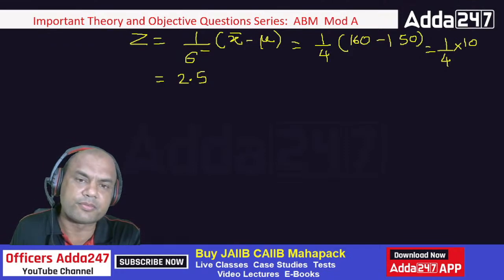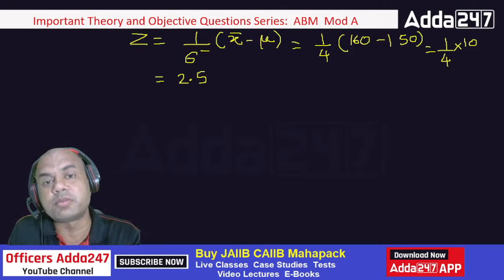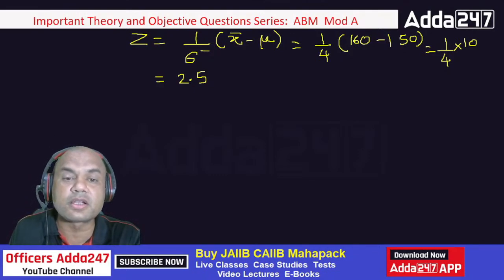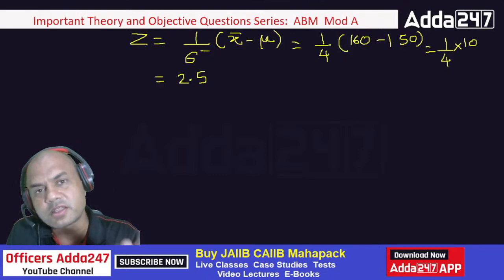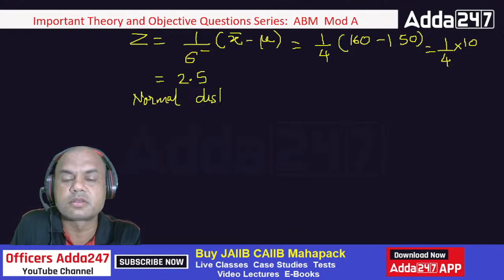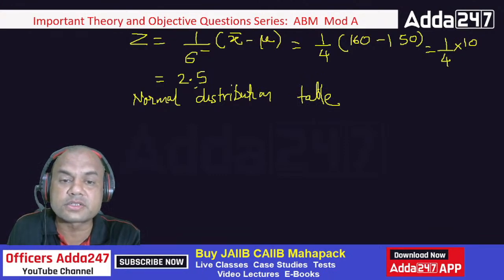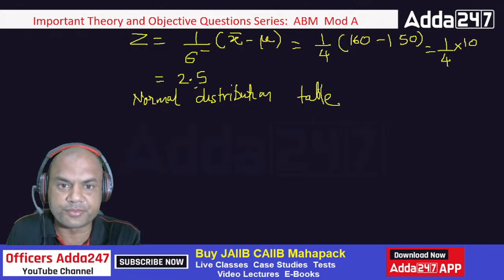Everyone clear? This Z is the most important factor while finding the probability. Very important. This Z factor will define the probability. How to decide this probability now? Now there comes a separate table called the normal distribution table. So what is this normal distribution table? I'll show you.